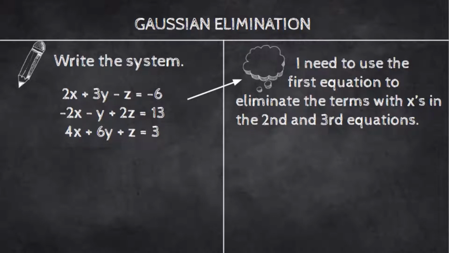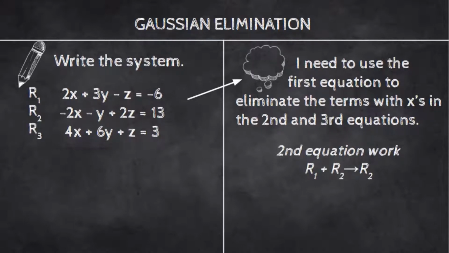I need to get rid of the x terms in both the second and third equations. To do that, I must use the first equation to eliminate those terms. Let's start with just getting rid of the x in the second equation. If I look at these and say row 1 and row 2, then 2x and negative 2x automatically eliminate. So I can just add row 1 and row 2 and rewrite that in row 2.